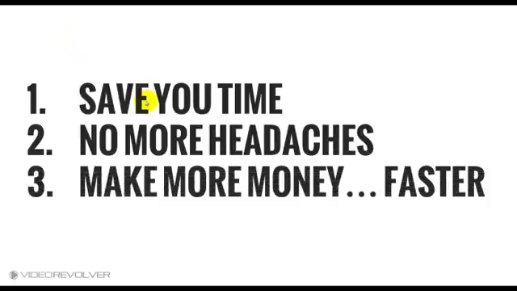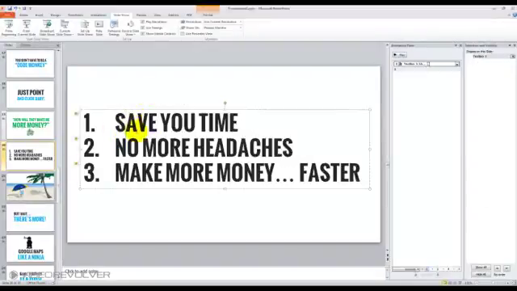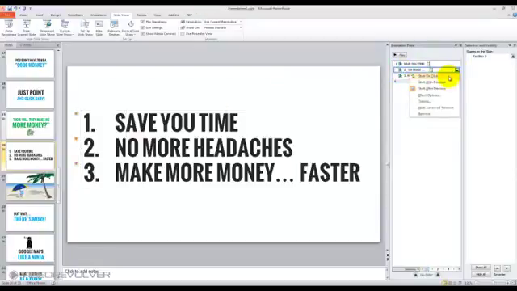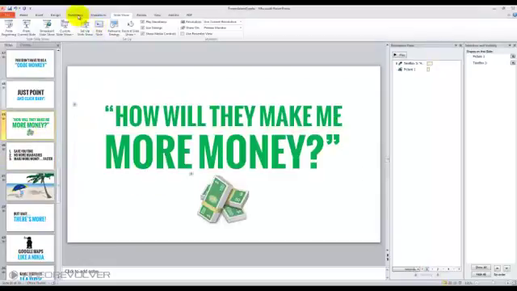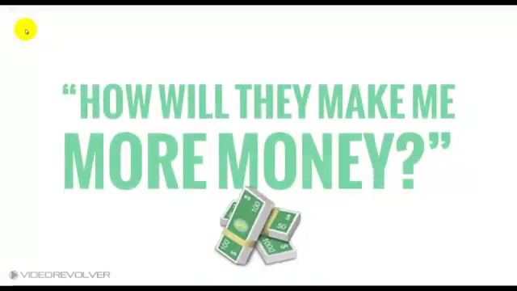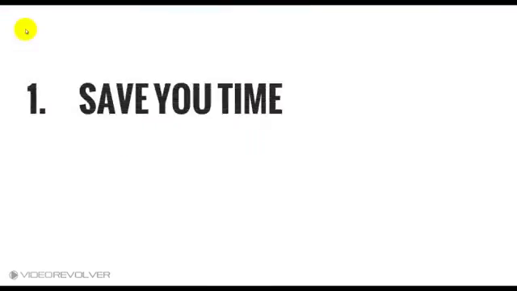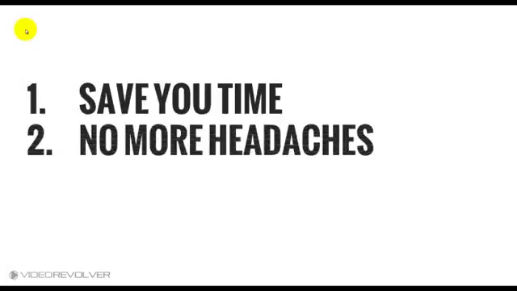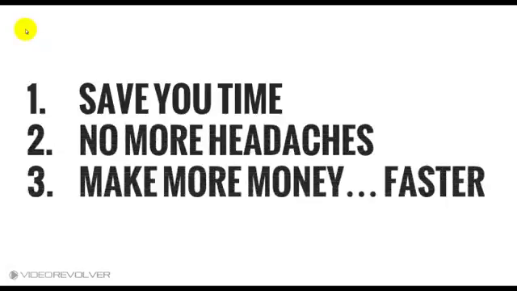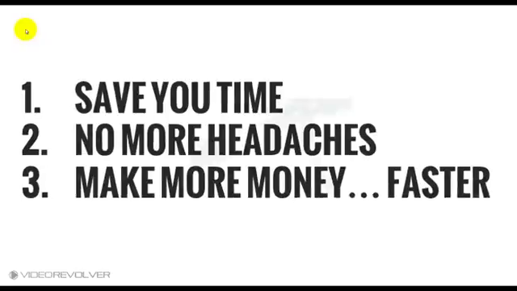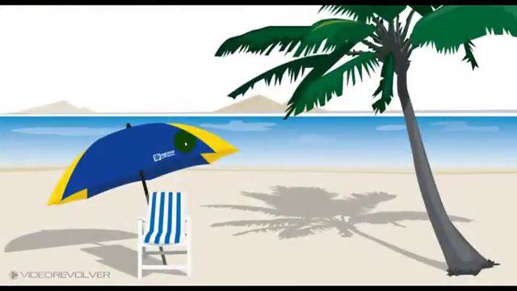Okay. I do need to fix this slide because I only want these numbers to appear when I click. So I'm going to say start on click. That means while I'm playing this video, I can click when I want number 2 to appear. I can click when I want number 3 to appear. They don't just appear automatically. Let's go back to our preview. Number 1, it will save you time. I click. Number 2, no more headaches. I click. Number 3, make more money faster. I click, and it goes into the beach scene.